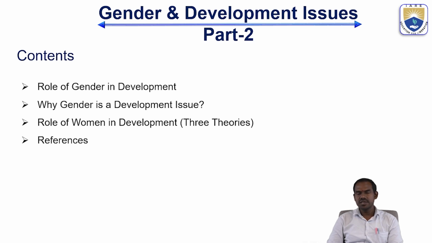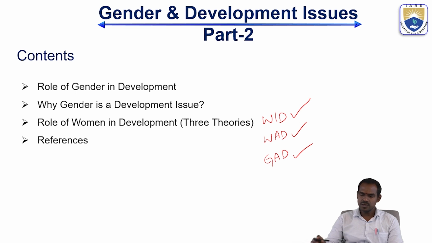The contents that I am going to discuss as a part of this topic are: role of gender in development, why gender is a development issue, role of women in development with three theories. The three theories are WID, WAD, GAD. WID stands for Women in Development. WAD stands for Women and Development. GAD stands for Gender and Development. And finally, references. Let's look at each and every content in detail.